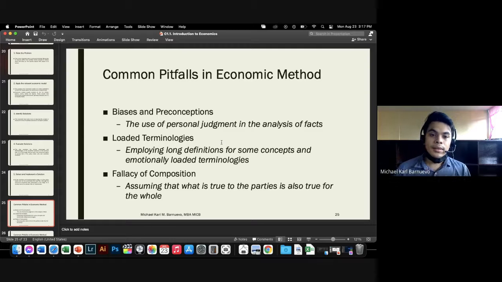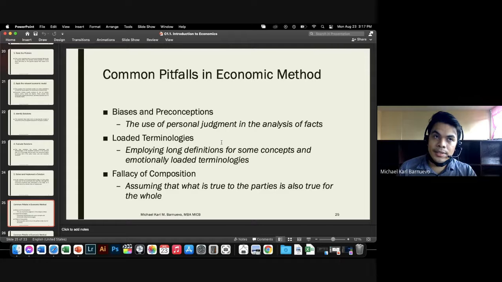Next would be the fallacy of composition, assuming that what is true to the parts is also true for the whole. Economic solutions are on a case-to-case basis. It depends on the area, it depends on the party, on where we are trying to solve an economic problem. I'll give you an example. Our economy, the Philippines, is very different from other economies in first world countries, let's say America.